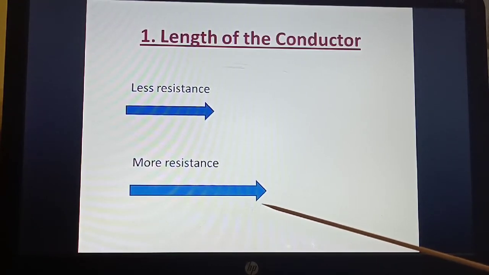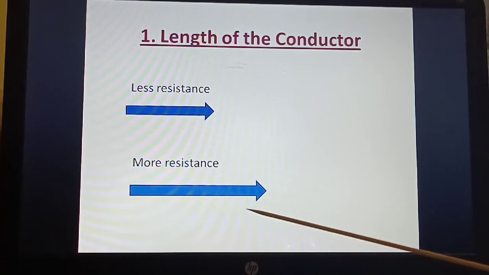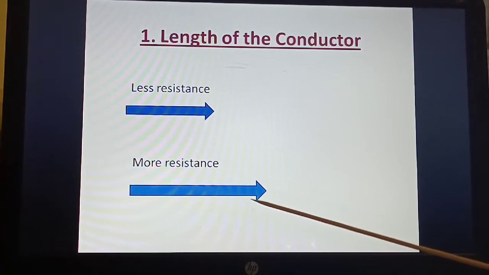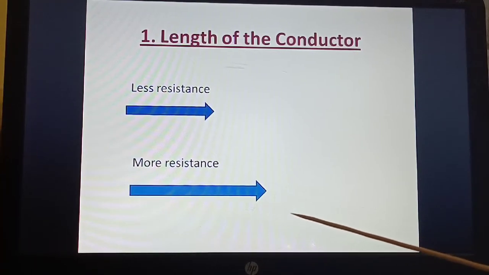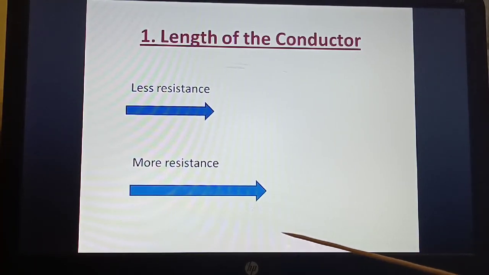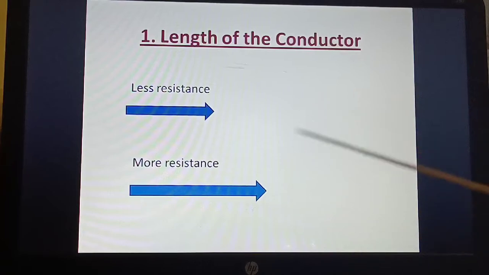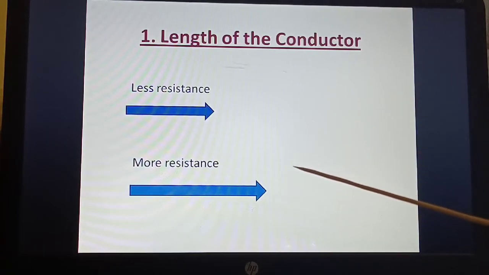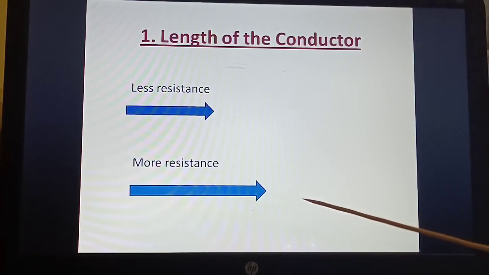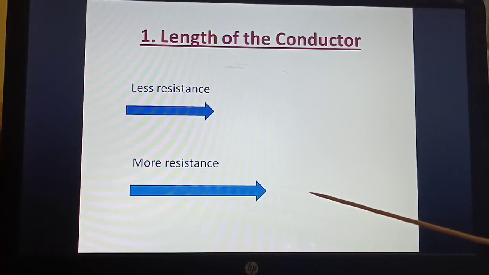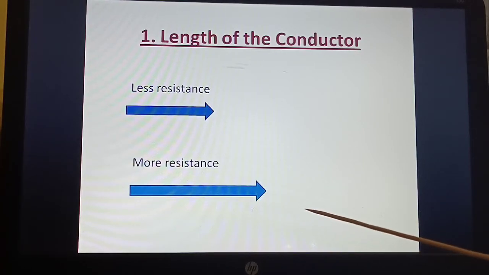Now if water flows, what happens? There will be friction between the walls of the pipes and the water. If I ask you which pipe has more friction, the 10 meter one or the 20 meter one, you will be able to answer: the 20 meter pipe will have more friction.